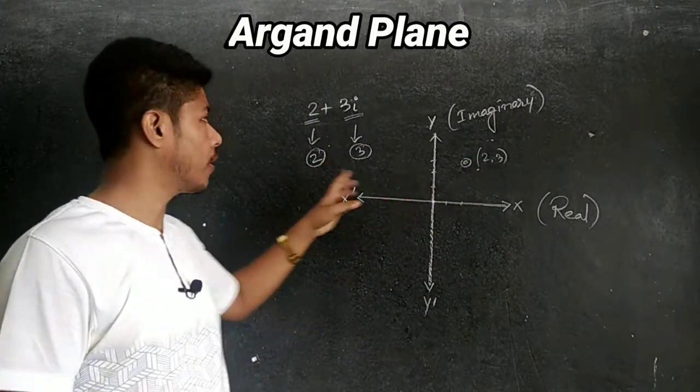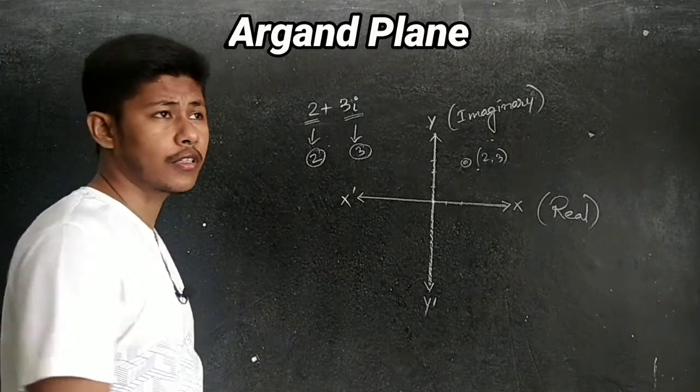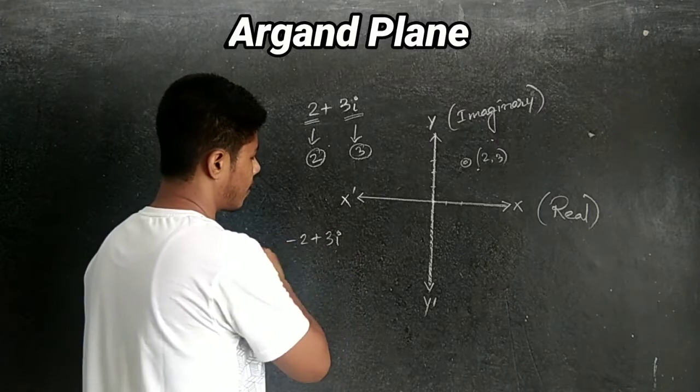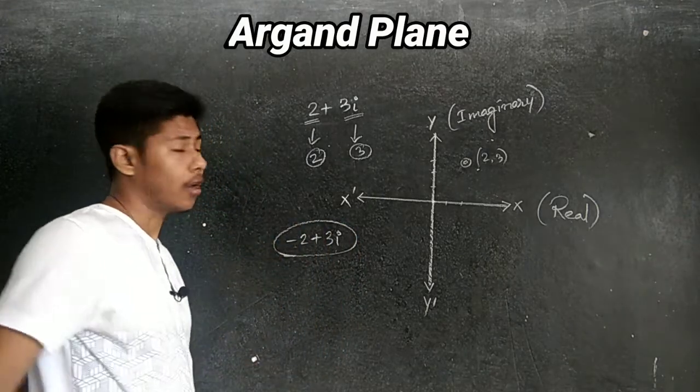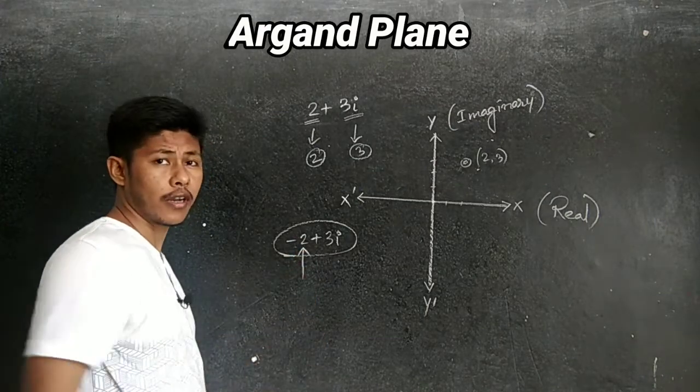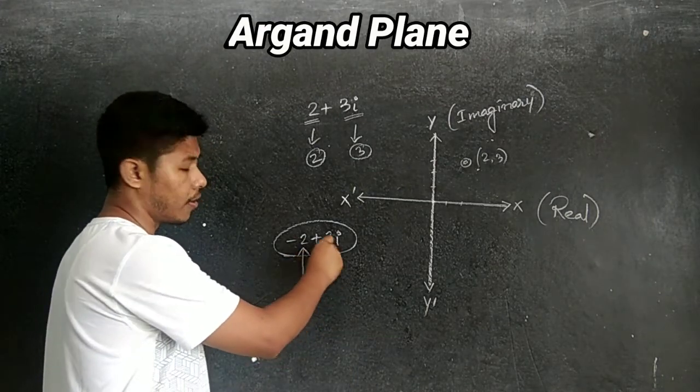Is it clear? Suppose we consider another example, minus 2 plus 3i. If anyone asks you to plot this point on the Argand plane, how can we plot? This minus 2 is what? The x-axis value. And this 3 is what? The y-axis value.